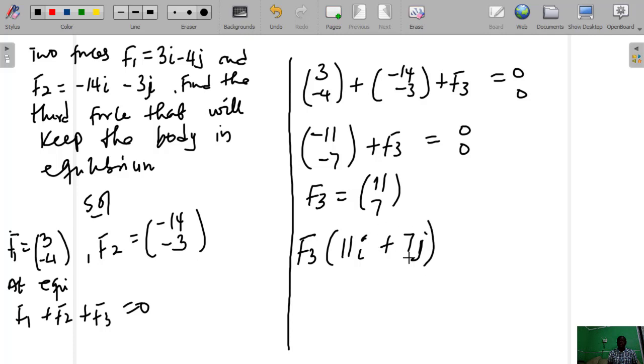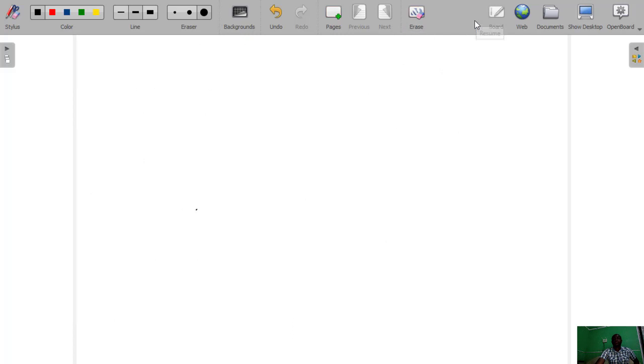Therefore, our F3 shall be 11i plus 7j. Good. So for the same equilibrium, let's use Lami's theorem.